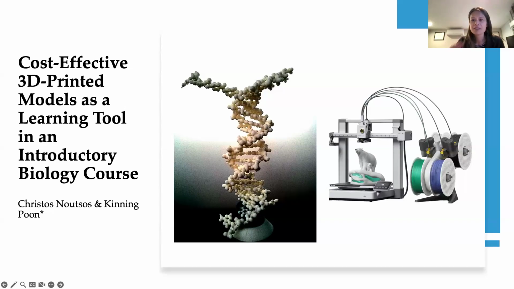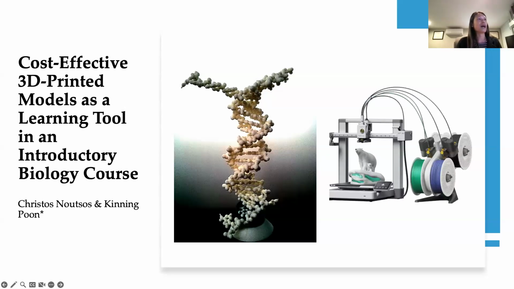We can. Okay, perfect. I know you're probably wondering how 3D printing has anything to do with open educational resources, but I'm going to present to you about these cost-effective 3D printed models and how we use them as a learning tool in an introductory biology course. And I'll also tell you how this is related to open educational resources in a moment, okay?